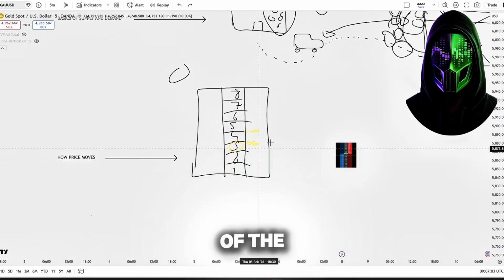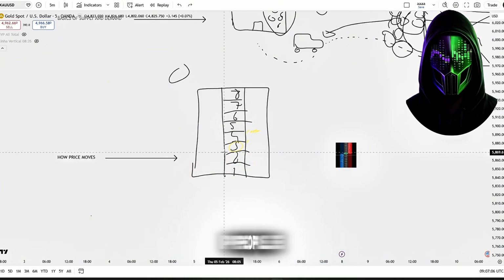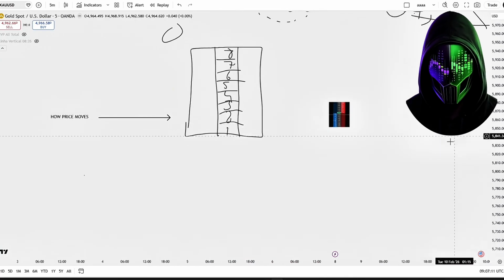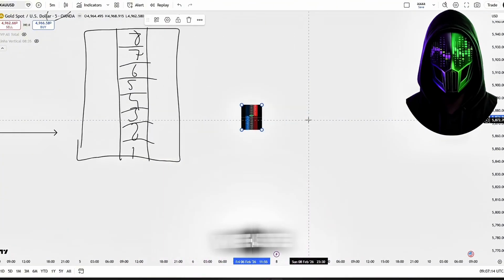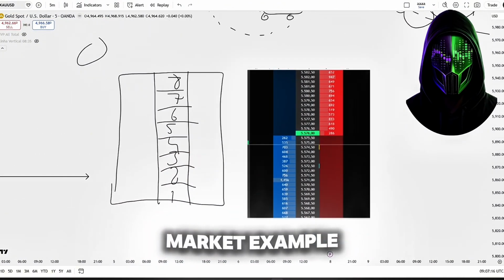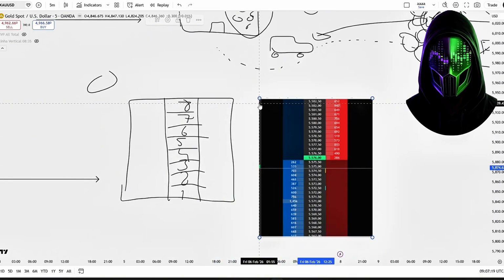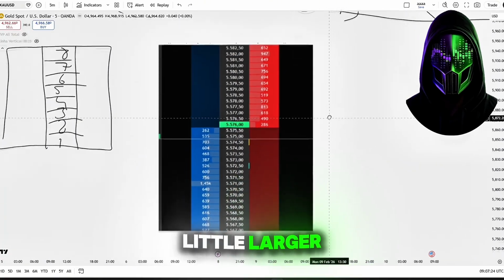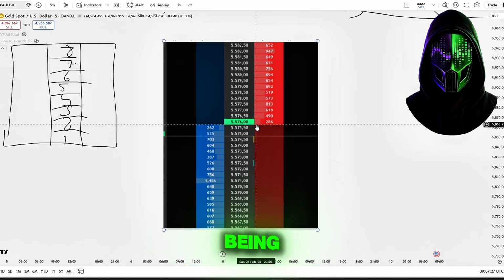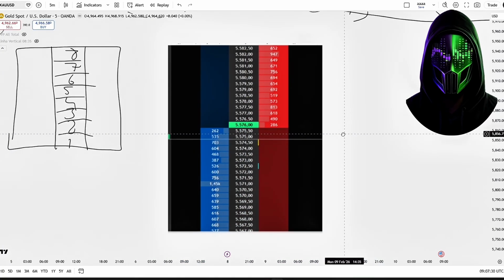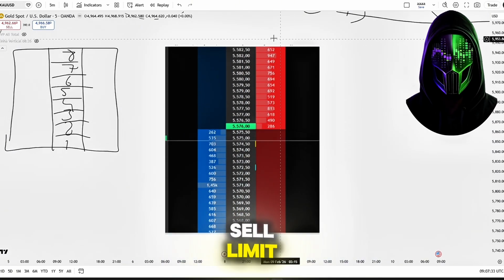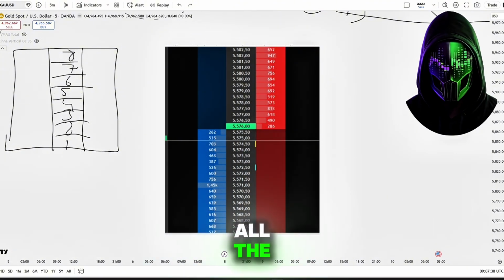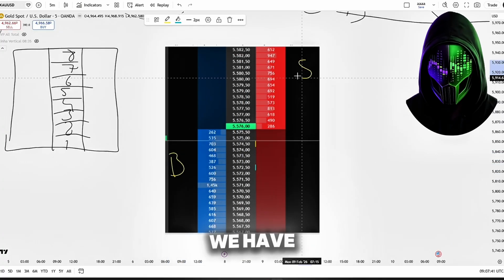So you need the aggression of the price, right? You need people willing to buy or willing to sell cheaper or expensive, right? And here we have a real market example of this, and I bring it to you guys. Okay, so here you can see, let me make it a little larger. Here you can see this asset is being negotiated at this current price right here. And here we have the sell offers, sell limit orders of this asset, and we have the buy limit orders. So here we have all the buyers, and here we have all the sellers.